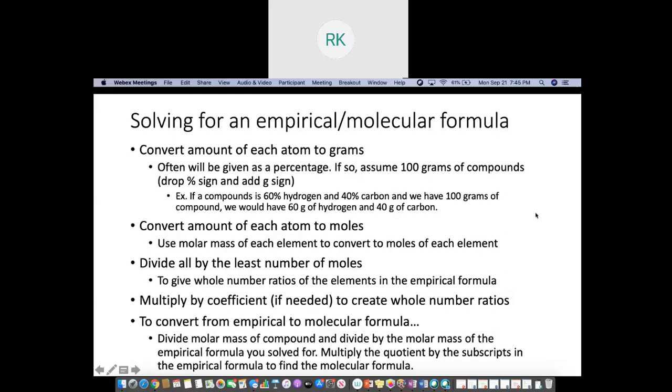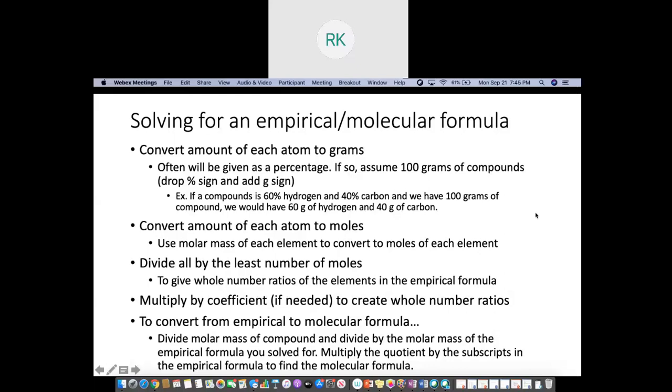But solving for an empirical or molecular formula, we first convert to grams, then to moles. And in the rare instance that they give you each element in terms of moles, you don't have to revert them back to grams just to convert them back to moles, right? If you're given each element in terms of number of moles, you just move on from there.